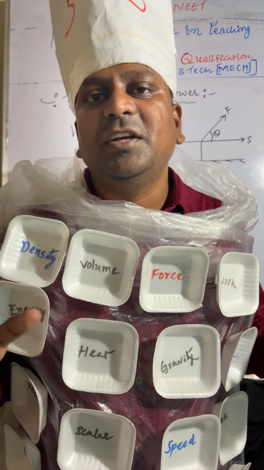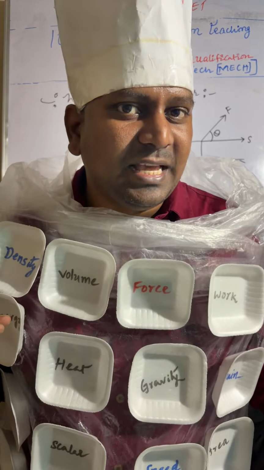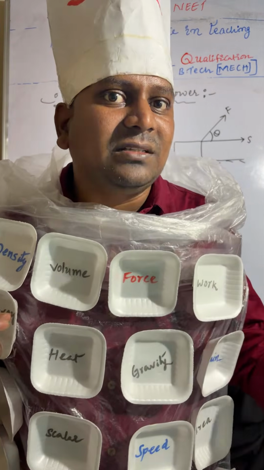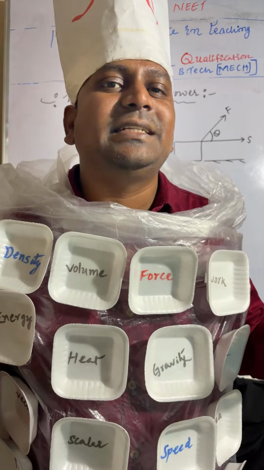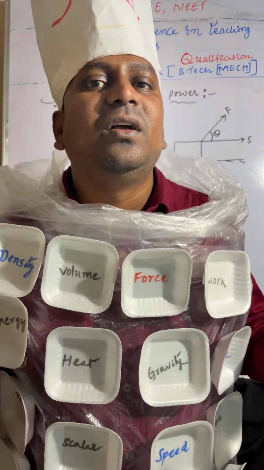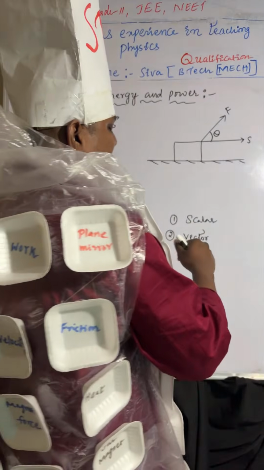Understood or not? Examples of vector physical quantities are displacement, velocity, acceleration, force. Simply we can say vector quantity. Understood or not? Yes. So now you can observe scalar and vector.